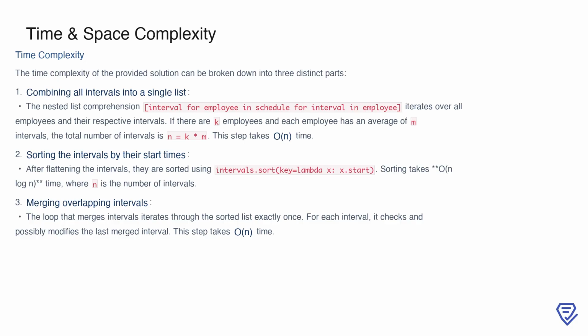Finally, we merge overlapping intervals. This process involves iterating over the sorted list once, checking and potentially modifying the last merged interval. As this iteration is linear, it contributes O(n) time. Each of these steps contributes to the overall efficiency of the solution.